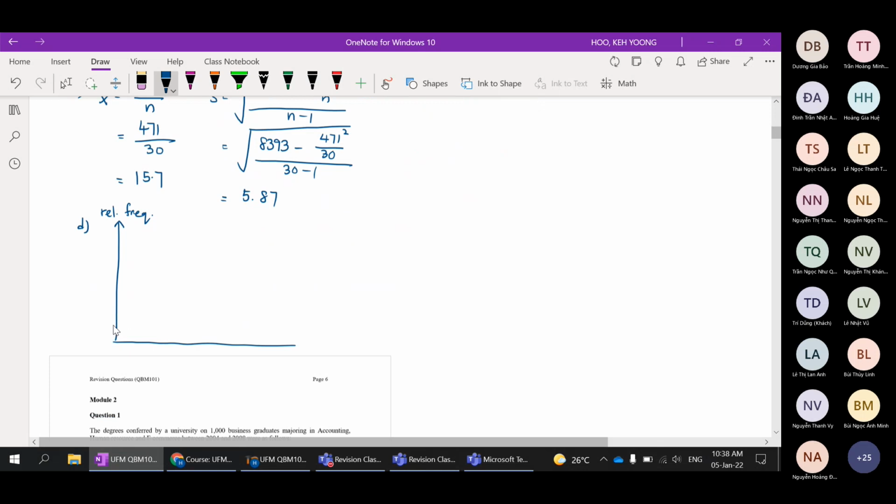0.05, 0.1, 0.15. I think I have to draw it smaller a bit. No space. 0.5, 0.1, 1.5, 2, 2.5, 3, 3.5. Okay, depends on how much space you have.